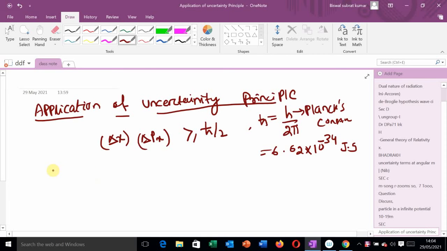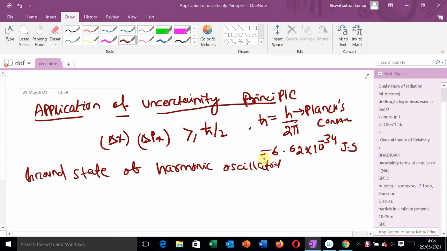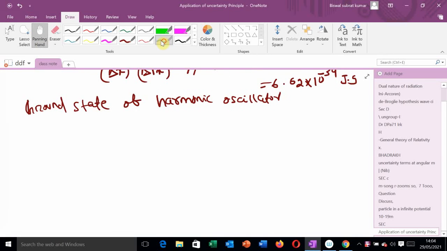Now using this uncertainty principle, we can calculate the ground state energy of a harmonic oscillator. Ground state means we have to calculate the minimum energy level of the harmonic oscillator. Ground state means the minimum energy.